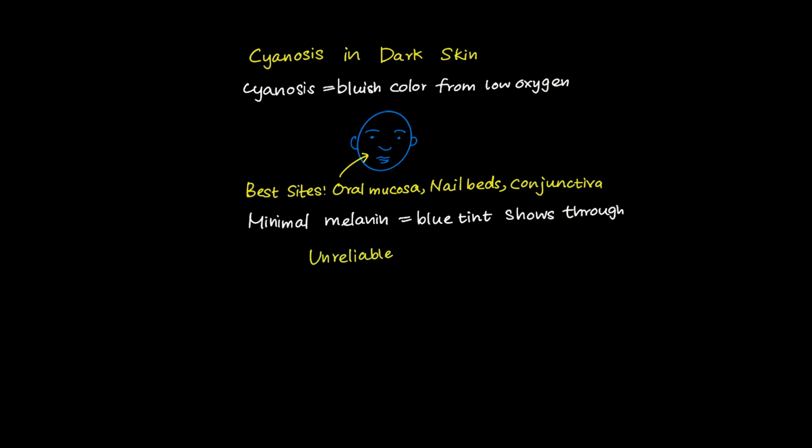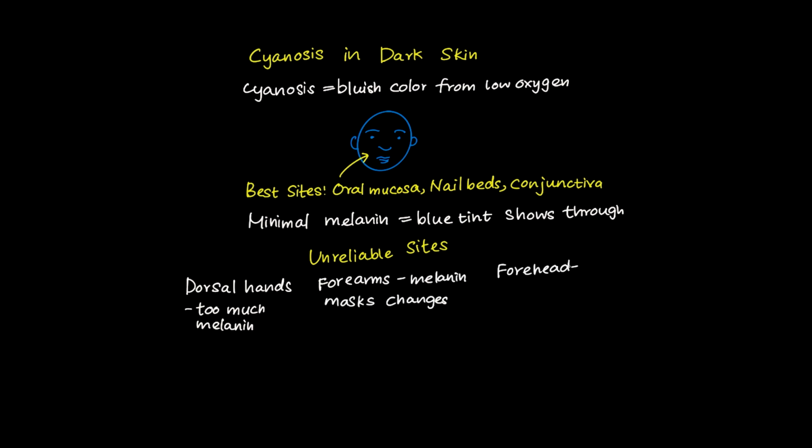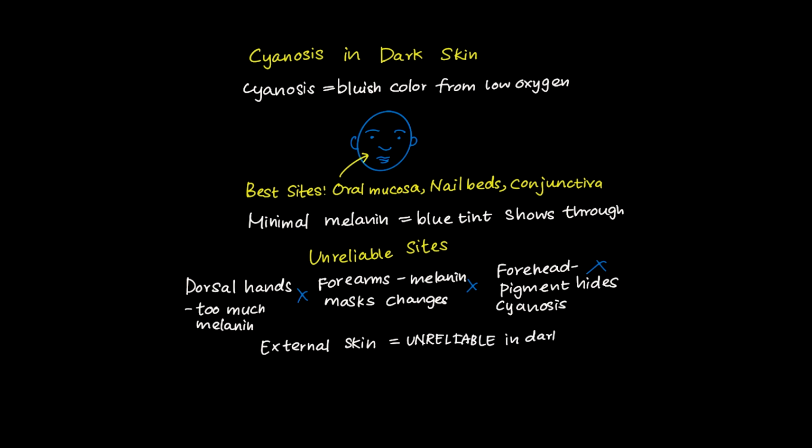Now, the wrong options. The dorsal surface of the hands has too much melanin in dark-skinned patients to reliably see cyanosis. Same goes for the anterior forearms and the forehead. All of these external skin surfaces carry enough pigment to hide the subtle colour shift. The answer always comes back to mucous membranes and nail beds, because melanin doesn't obscure those areas.